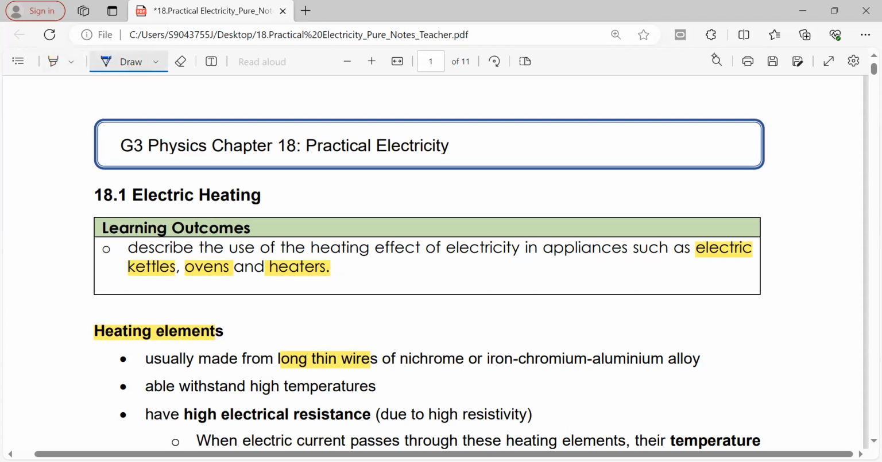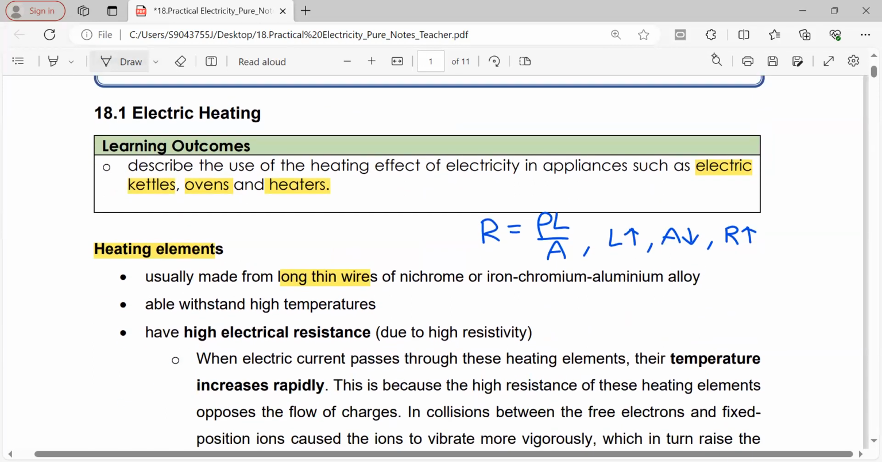So you remember the formula, R equals rho L over A. If you have long wires, which means your length is long, and thin wires, so a small area, the result is that you have high resistance. Such a heating element is able to withstand high temperatures as well as produce high temperatures.